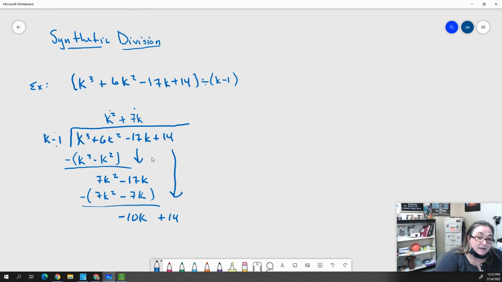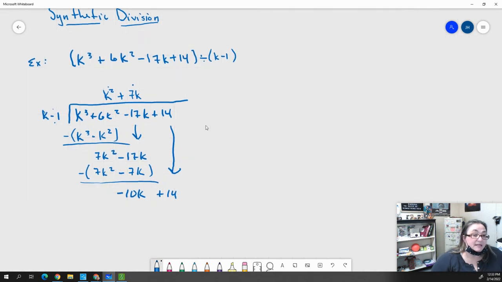And we're going to keep going, right? This should be the last one because we're running out of things to multiply k by. Negative 10 times k gives me negative 10k. Negative 10 times negative 1 gives me positive 10. And we are going to put parentheses and subtract. These zero out. This is 14 minus 10, which just gives me 4. And since k can't go into 4, we would write that as plus 4 over k minus 1.